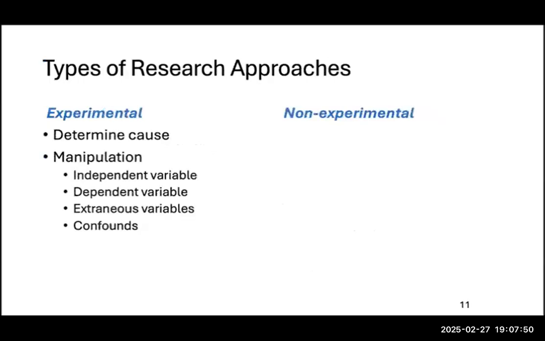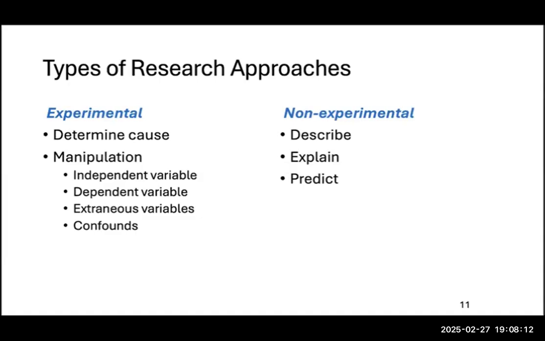Okay, so this is kind of a preview of what we're going to be doing after the midterm. But research approaches, experimental. The reason we conduct experiments is to determine cause. It is the only type of research design that can do that, to establish causation. We have manipulation of the independent variable. We measure the dependent variable.